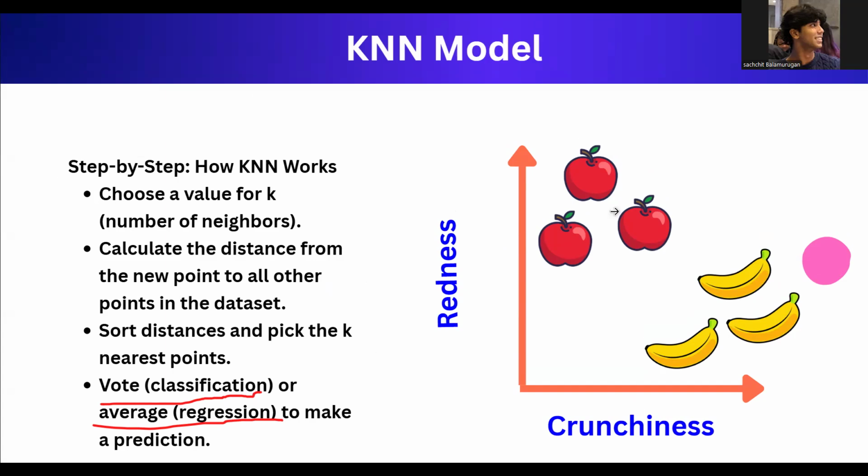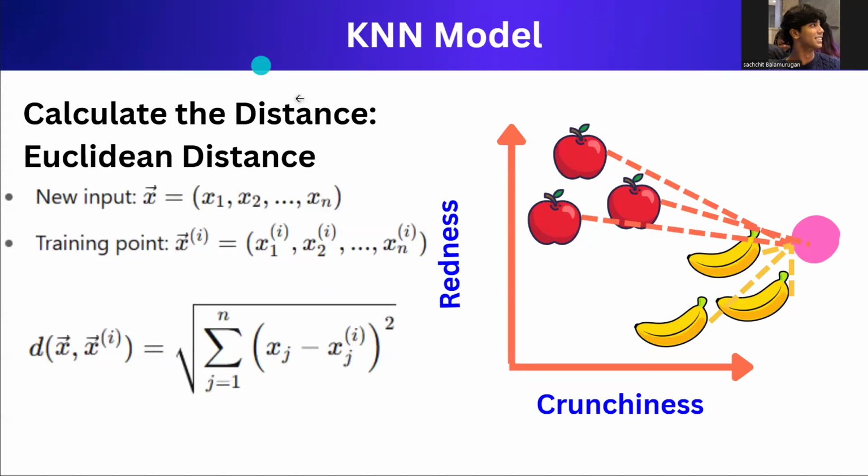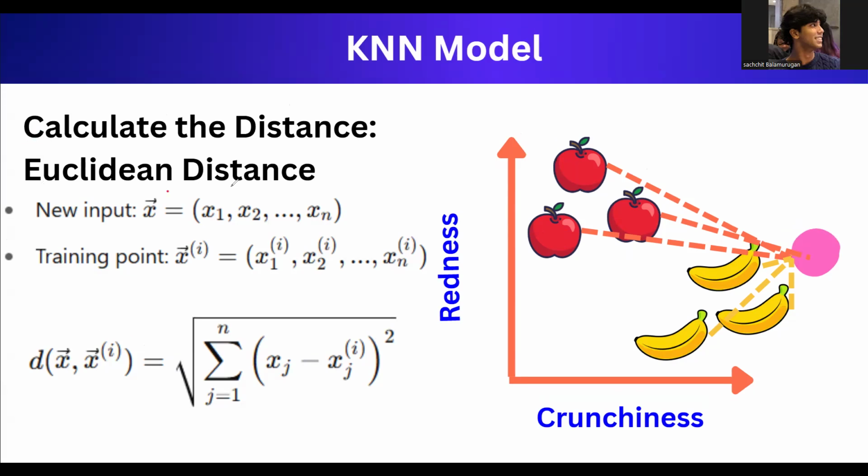So let's get into the first step. The first step we do is we need to calculate the distance between each of the points here. We can use a popular method called Euclidean distance. I'm not sure if I said that word right, but it's this formula that we can use to calculate the distance between this data point and the different fruits we have.